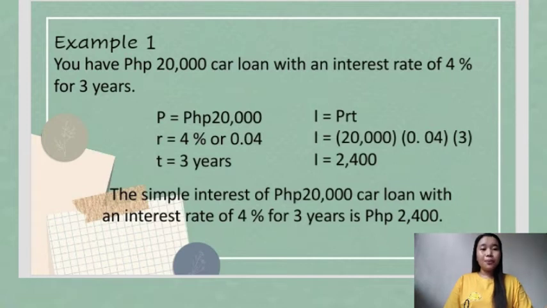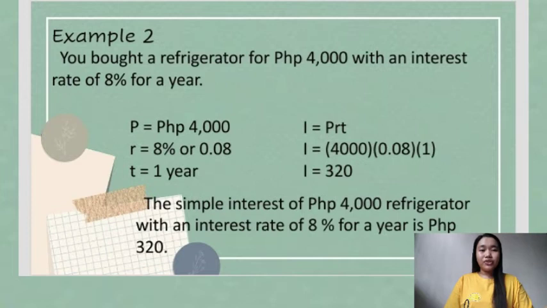Then substitute in the formula. So 20,000 is P, 0.04 is R, and T is 3. So 20,000 times 0.04 times 3 is equal to 2,400. So the simple interest of a 20,000 car loan with an interest rate of 4% for 3 years is 2,400 pesos.